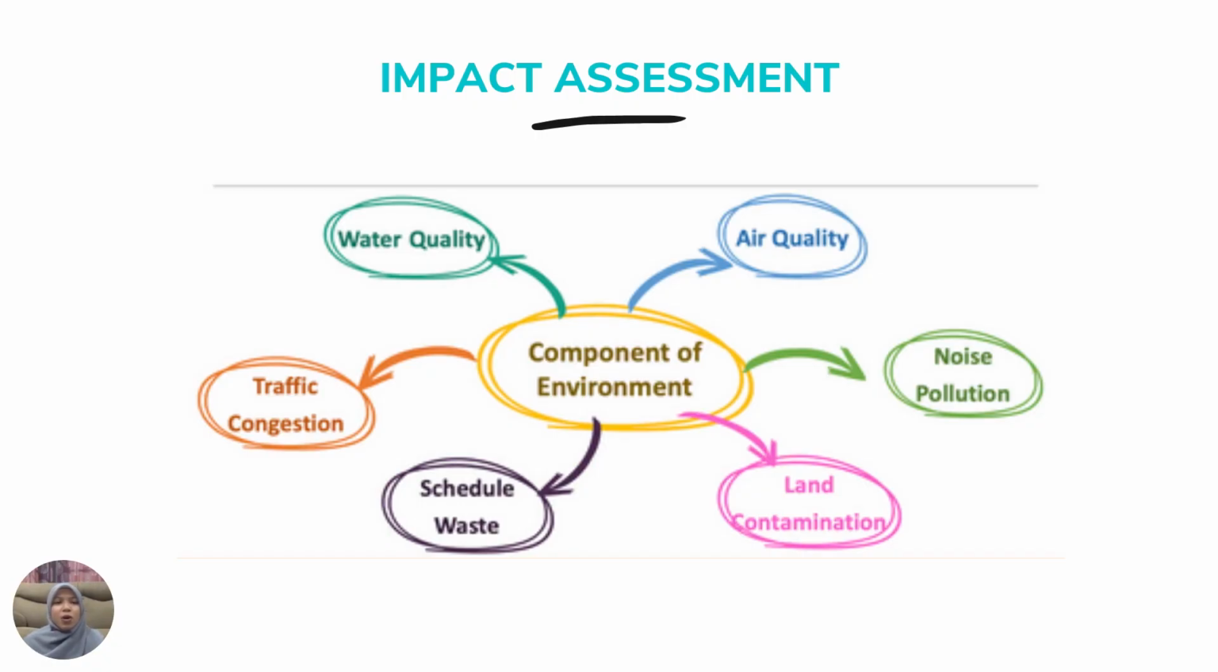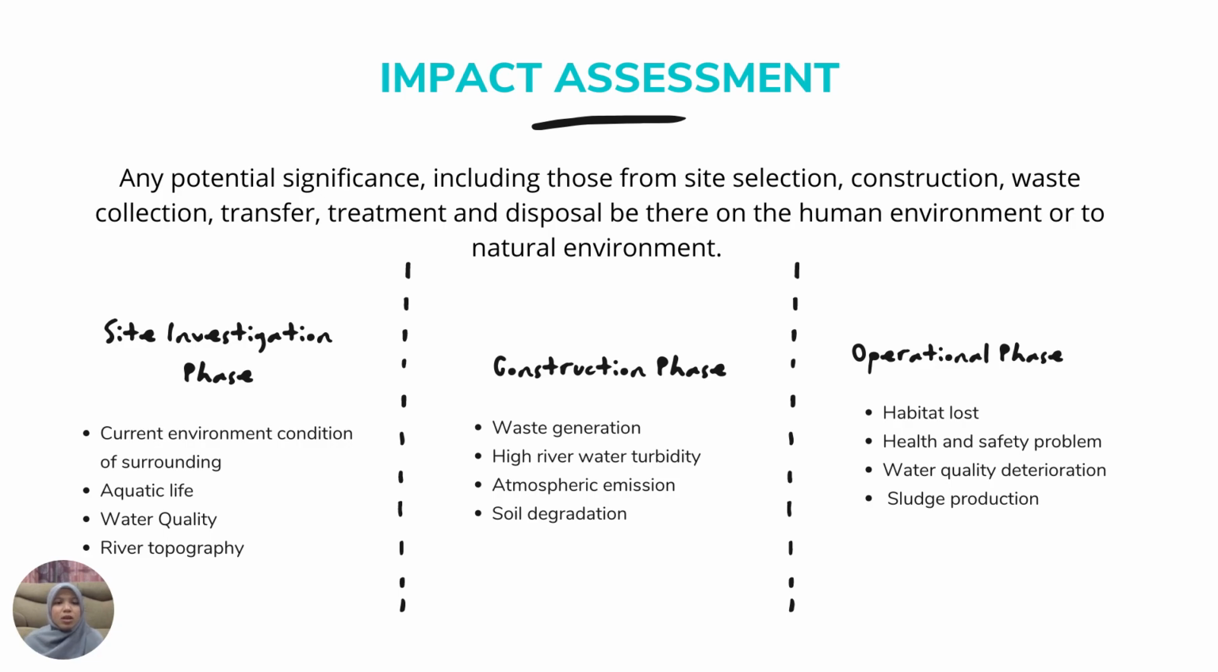Next one, before we go to the impact assessment deeper, we need to know the components of the environment. There are a few components of the environment, which are water quality, air quality, noise pollution, contamination, scheduled waste, and traffic congestion. Impact assessment is any potential significance, including those from the site selection, construction, waste collection, transfer, treatment, and disposal, be it on the human environment or the natural environment.